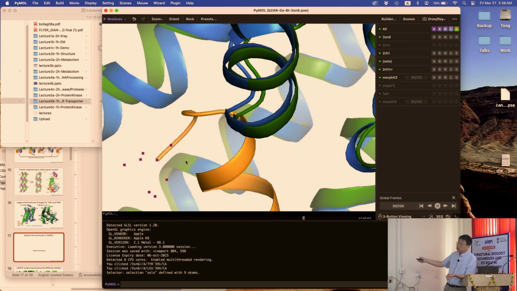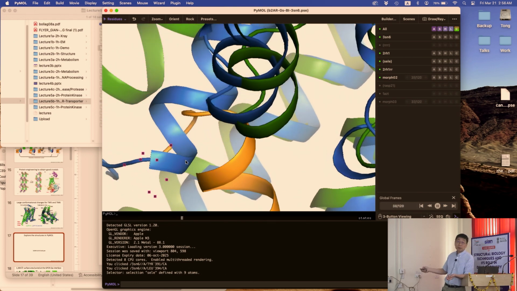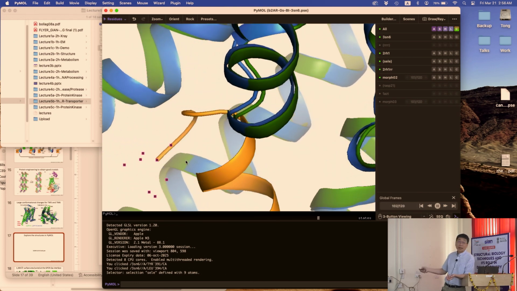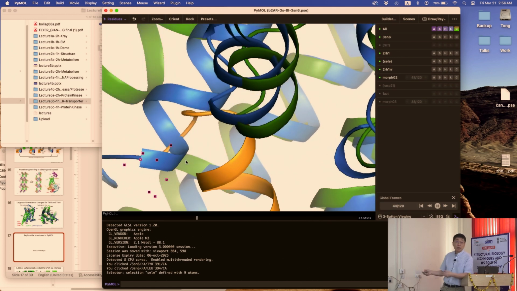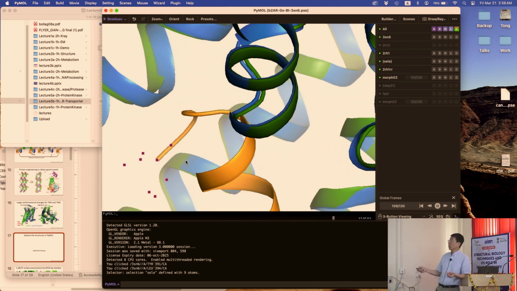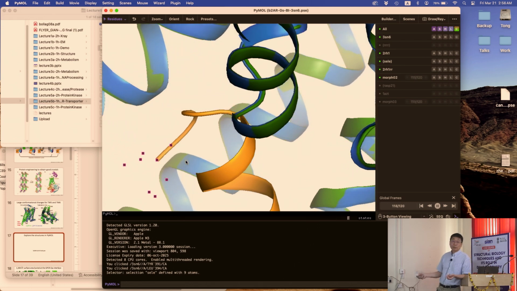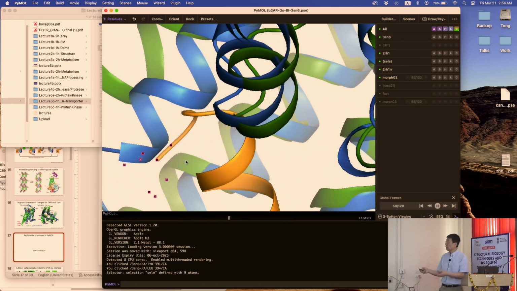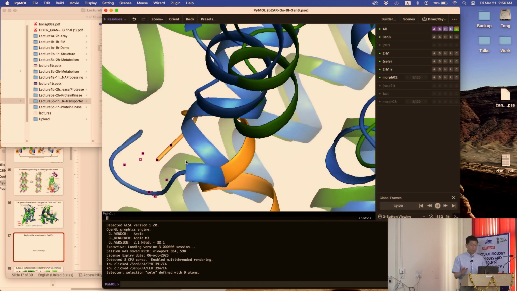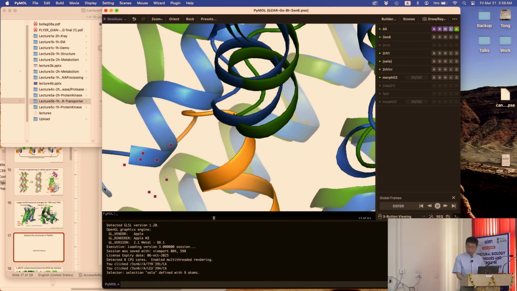You can see a lot of changes in the structure. Some of these may be real. Some of this may be because the resolution is not high enough, so they cannot determine the structure with high enough confidence. But this change obviously has to be real. Otherwise, there's no room for binding the ligand or binding the G alpha. Okay, so I'll leave this on because we'll come back to it.